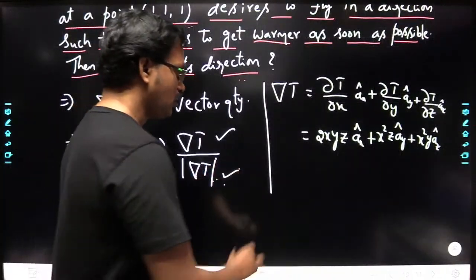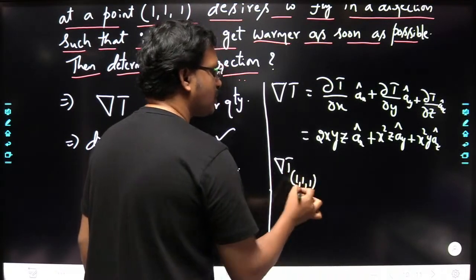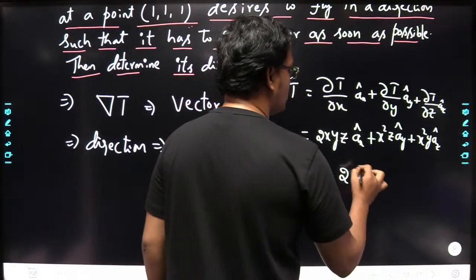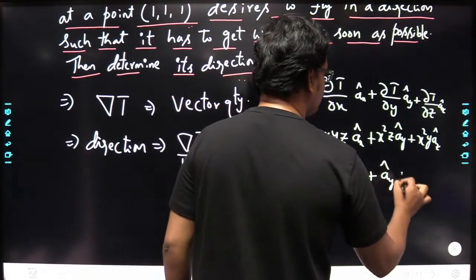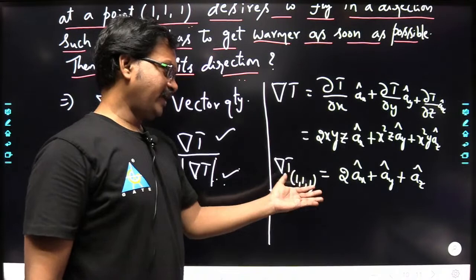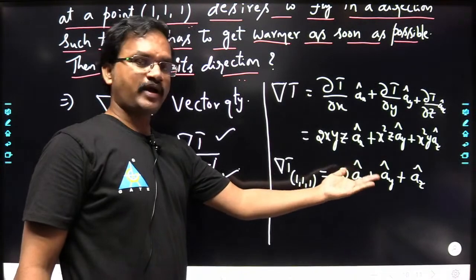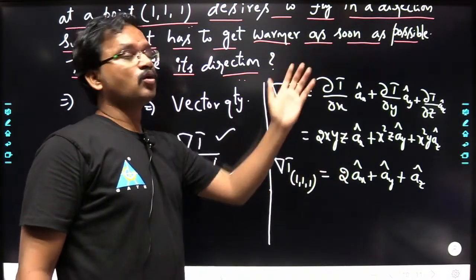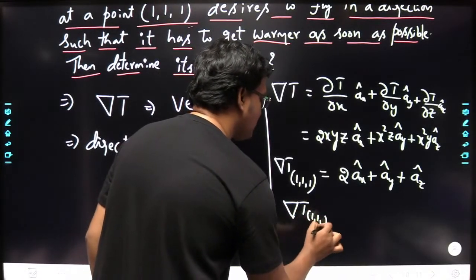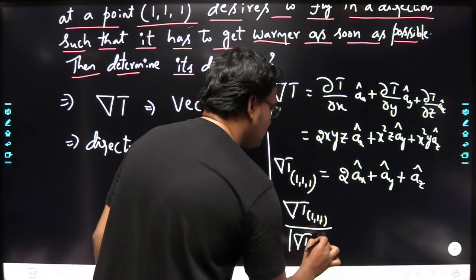Yes or no? Now you have to determine gradient of T at which point? At 1 comma 1 comma 1. So this is equal to 2ax cap plus ay cap plus az cap. So gradient of T at 1 comma 1 comma 1 is giving a vector quantity. It is going to have both magnitude as well as direction. Now they are asking only direction. So you have to determine the unit vector, that is gradient of T at 1 comma 1 comma 1 divided by the magnitude of gradient of T at 1 comma 1 comma 1.